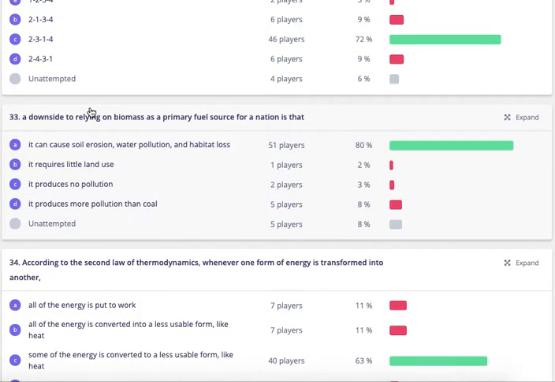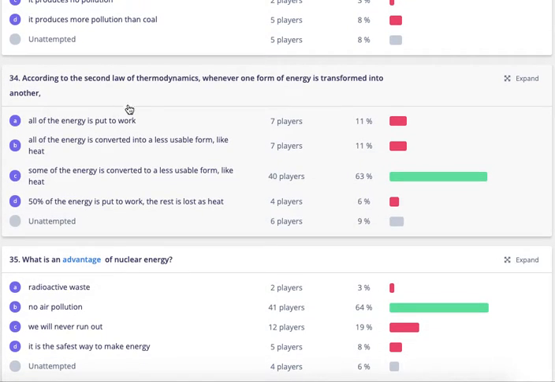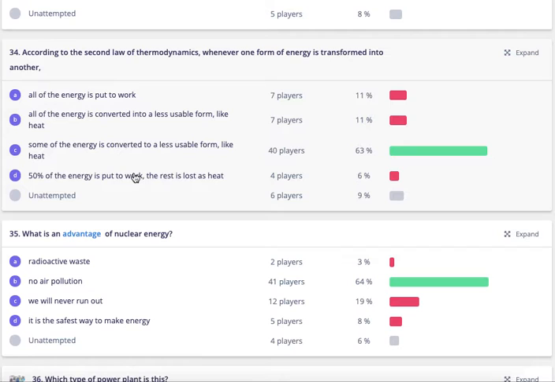Downside to relying on biomass. Most biomass that's burned is plants. When you destroy plants, you destroy root systems. When you destroy root systems, you're going to have increases in soil erosion and degradation in soil quality. So, yeah, A. According to the second law of thermodynamics, every single time there's an energy transformation, energy is not lost, but it's less usable. It's lower quality.